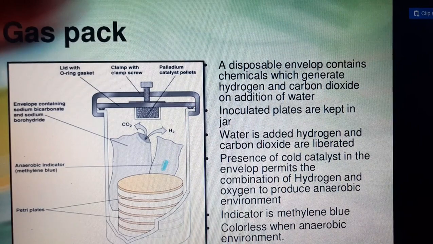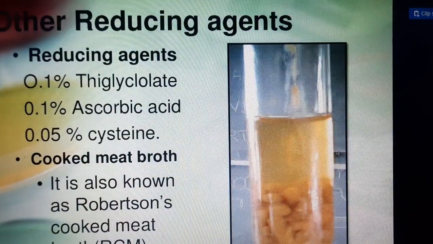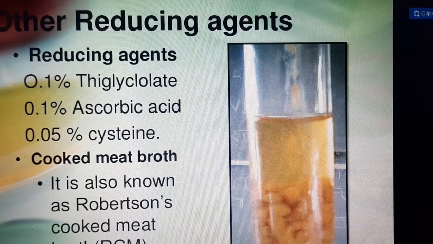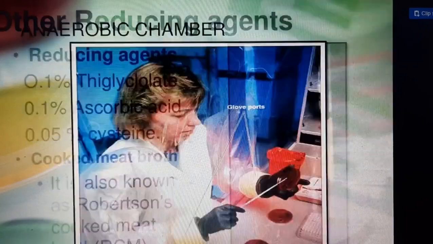Reducing agents. Oxygen in culture media can be reduced by various agents such as glucose, thioglycolate, cooked meat media pieces, cysteine and ascorbic acid. Based on this principle, the most widely employed anaerobic liquid culture media are thioglycolate broth and cooked meat medium, which is also known as Robertson cooked meat broth.